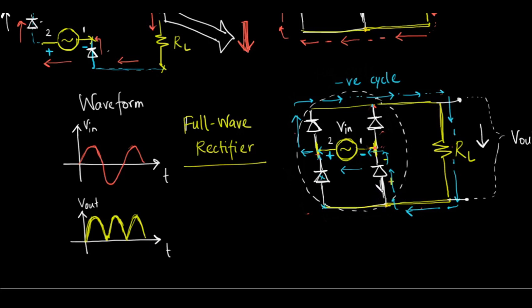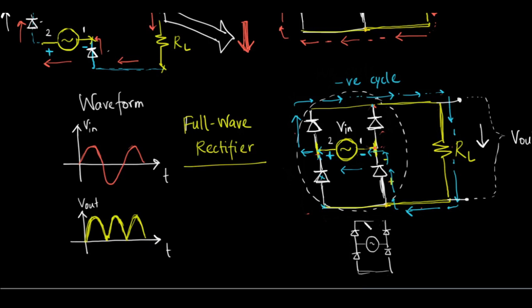What is this configuration? Well, we have two branches of devices. We have one diode branch like this, with one diode here and one diode here, and another diode branch, with one diode here and one diode here. And we have bridged these two branches using the voltage source. So this is actually a bridge circuit.